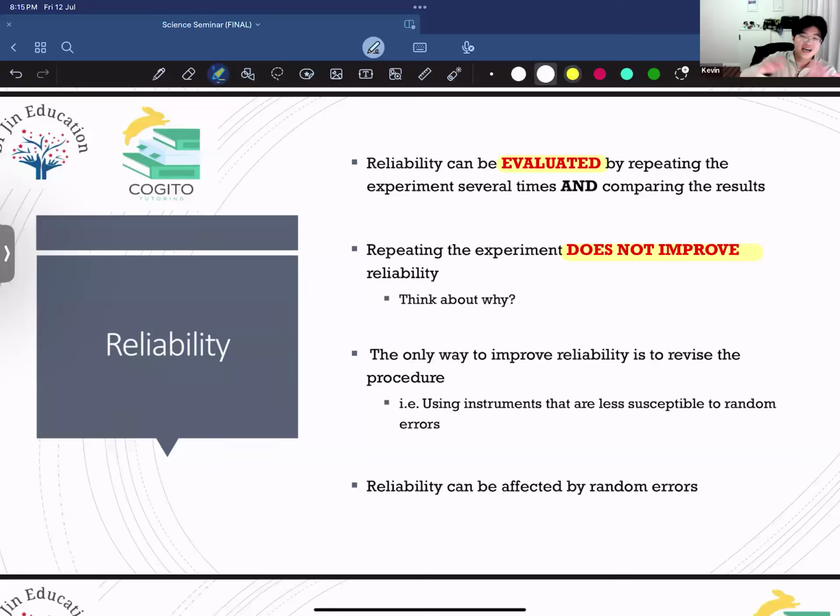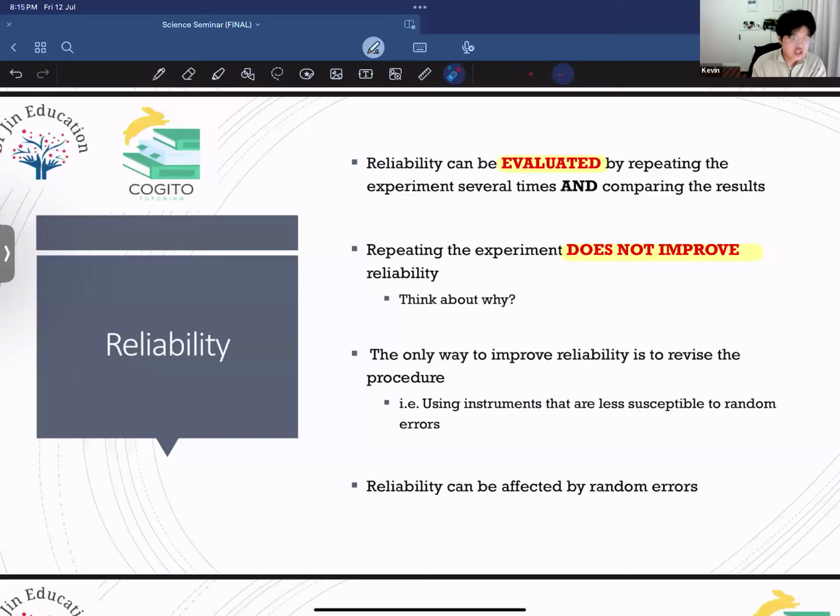Exactly. I can repeat it 100 times and get 100 different results. Is that reliable? No. Did I improve reliability by repeating? Nope. So what you can do by repeating is evaluate it. You can think about whether it is reliable or not, but never ever say, repeat the experiment to make it more reliable. Doesn't work that way. Yes, someone said, because you're doing the same thing wrong 100 times over. Correct. Now, the only way to improve reliability is to revise the procedure.